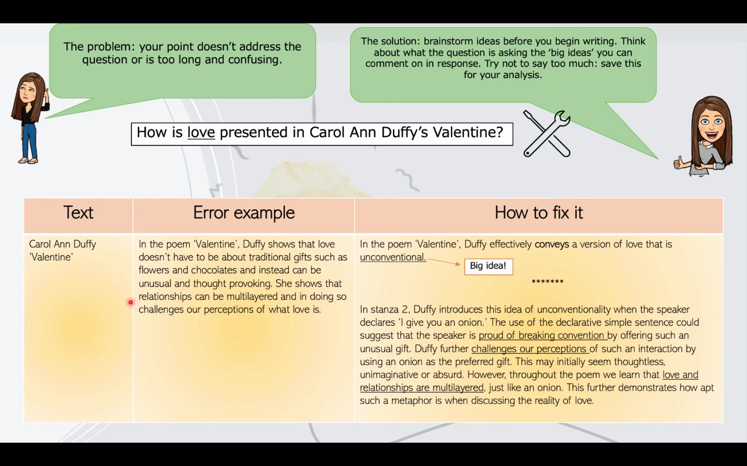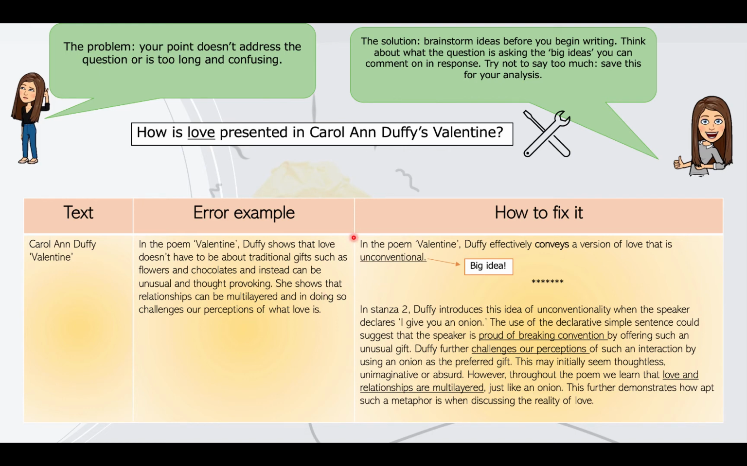She shows that relationships can be multi-layered, and in doing so challenges our perceptions of what love is. Again, all of this is true, but this is a little bit long, and a lot of these ideas could actually be used later on as a way of explaining or analysing quotations. So there are some good ideas there. Let's see what we can do with it and what we can keep. So, how we can fix it.